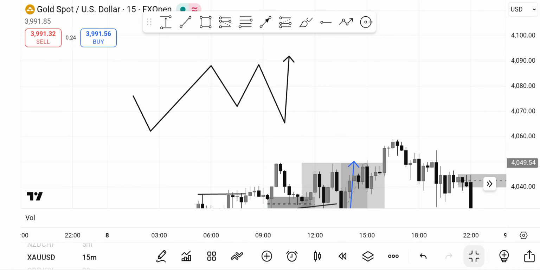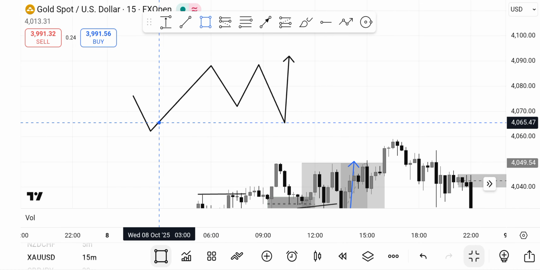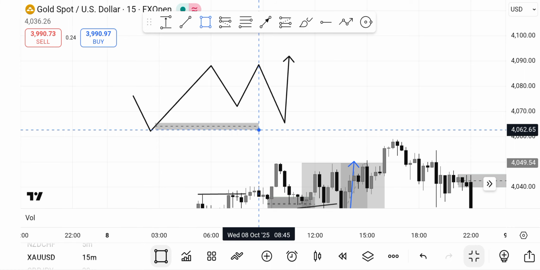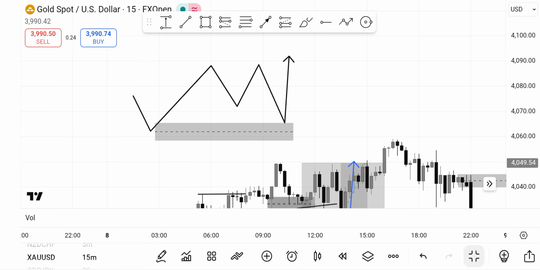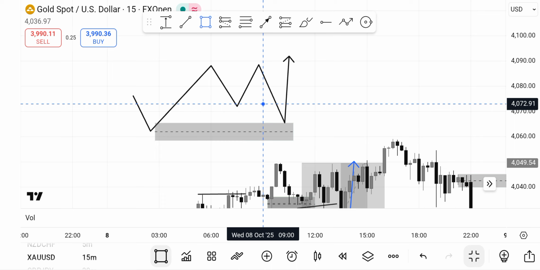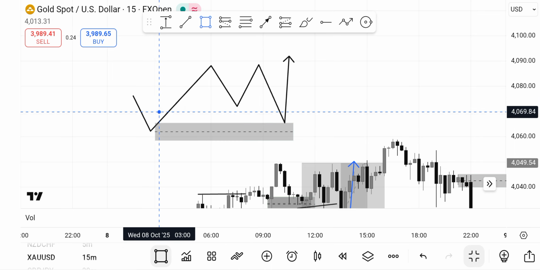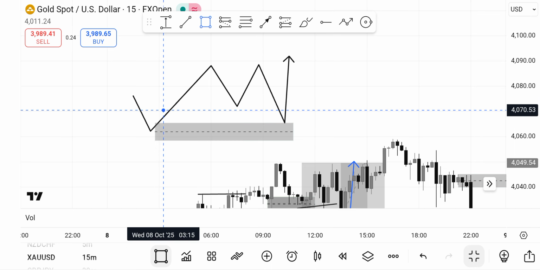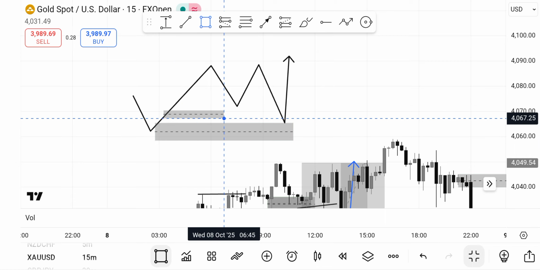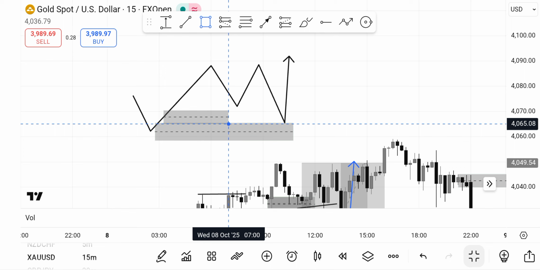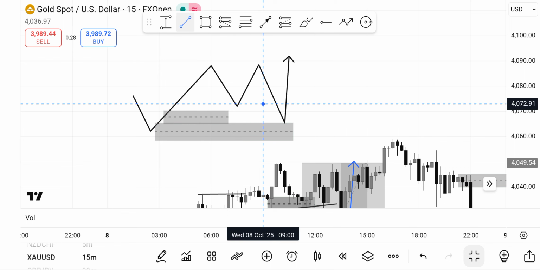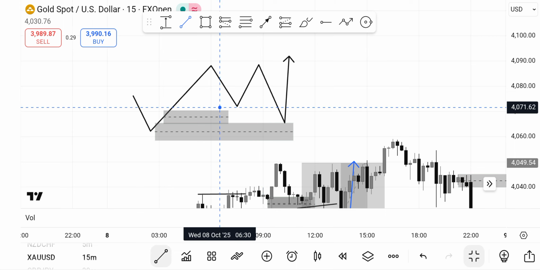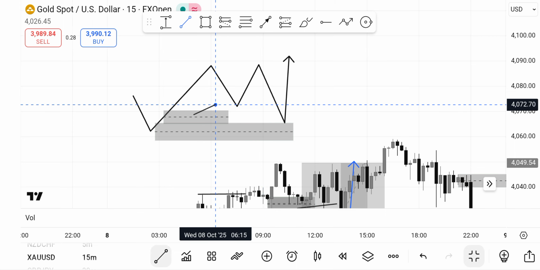So my order block was here, down here. My fair value gap was here, as you saw it on the chart. My fair value gap was here, and this was liquidity on top of the fair value gap. There was liquidity here.